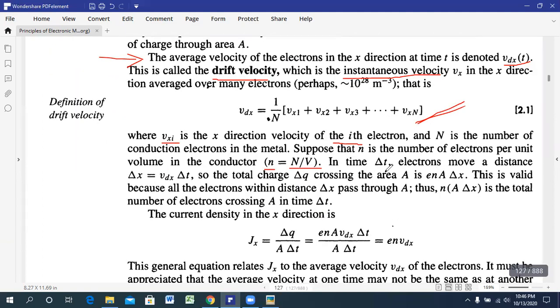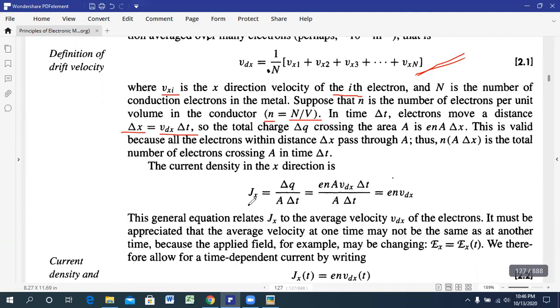Now in time delta t, the electrons move a distance delta x. So we know that displacement or distance s or x equals vt. So delta x should be equal to Vdx into delta t. So the total charge delta q crossing the area A is enA delta x. Okay, and this one is flowing in the direction of x.